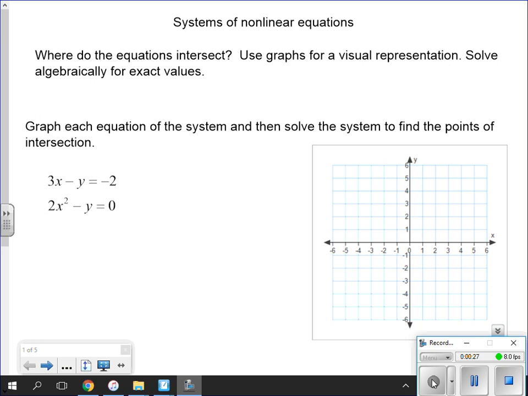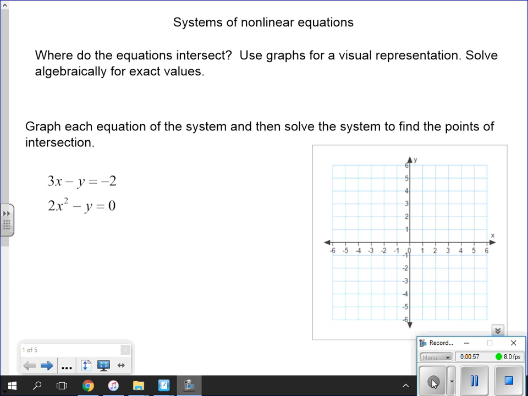Now, the idea is, what values of x and y work in both equations. You can do it graphically, but frankly, graphically is not going to give you a whole lot unless you do it using a computer. But if you graph it out by hand, you might get an idea of where your solutions are, how many you have, what the possibilities are.